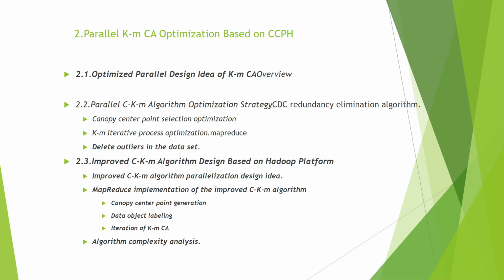12. 2. Parallel K-Means algorithm optimization, based on the optimized parallel design idea of K-Means. In the K-Means algorithm, there is no dependence on the operations of calculating the distance from all data objects to each centroid. These operations can be performed in parallel and individually, so K-Means can be transplanted to the Hadoop platform in theory.